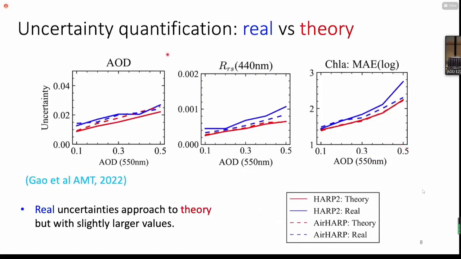We can then extend this study to the impact at different aerosol optical depth ranges. Here we have the uncertainty for AOD, for the water-leaving signals, and also for the chlorophyll-a concentration in the ocean. We can see the uncertainty generally increases with AOD, but the real uncertainty is slightly larger than the theoretical one. That means there's further room to improve.